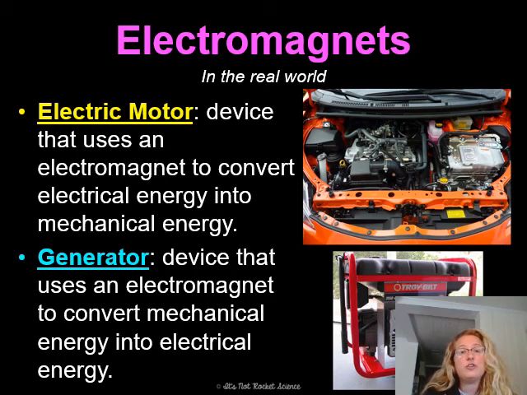The other example is a generator. Many of you may have one in your house, or at least have seen one in a store, and that actually uses an electromagnet to convert mechanical energy into electrical energy. You put some kind of fuel source into the generator, whether that be gas or propane. It uses an electromagnet, so when you put the fuel source in, it's going to cause an engine to turn. The turning of the engine is mechanical energy, and that gets converted into electrical energy through an electromagnet. So we actually have examples of electromagnets all around us.